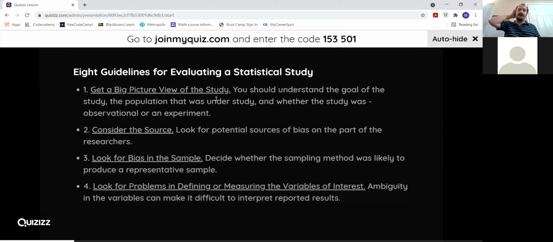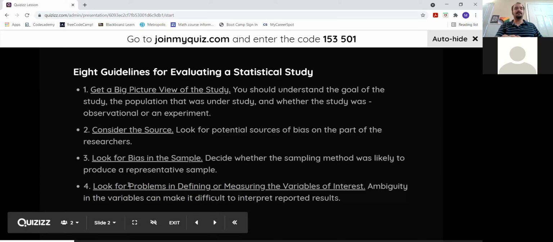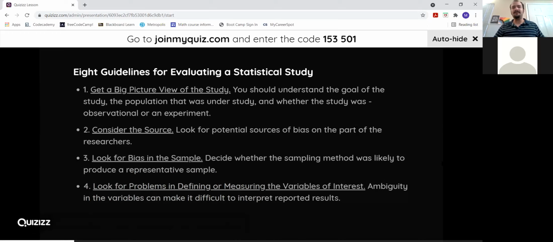Look for problems in defining and measuring the variables of interest. These are things like how happy do you feel, right? The things they're talking about here are not well defined. Think about things that aren't well defined, like moods or emotions. If we're trying to measure something like that, those things are really hard to define, right? How do you define happiness? Your happiness might be different from someone else's happiness. So ambiguity in variables can make it difficult to interpret reported results.